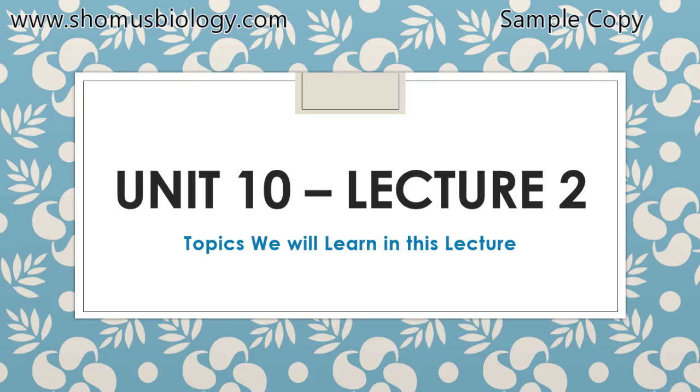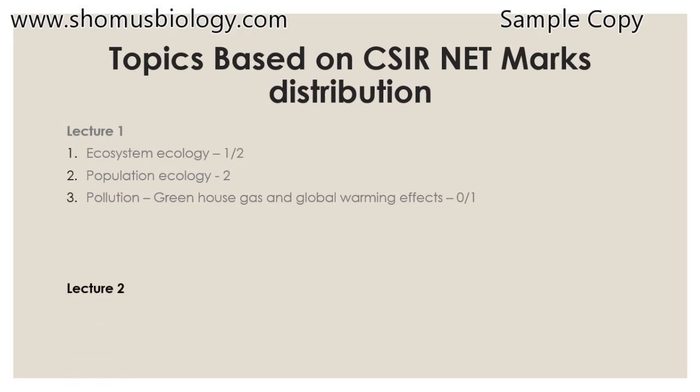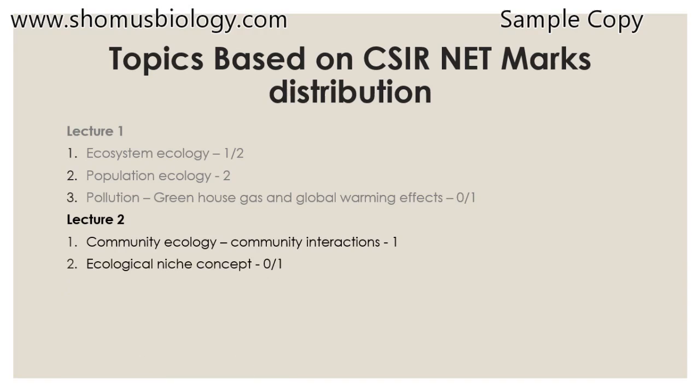Welcome to the second and last lecture of Unit 10 of Ecology and Environmental Biology. In this lecture 2 of Unit 10, we are going to start with community ecology. Community interactions means symbiotic relationships. We'll be looking at competition, predation and mutualism, all these different interactions between members of the populations with themselves. We'll talk about the ecological niche concept.